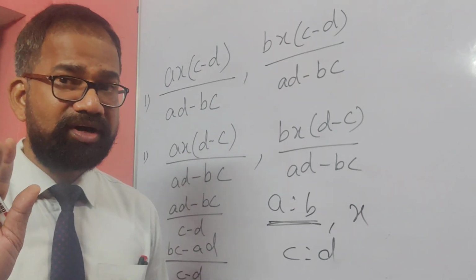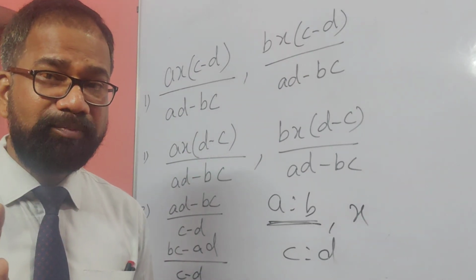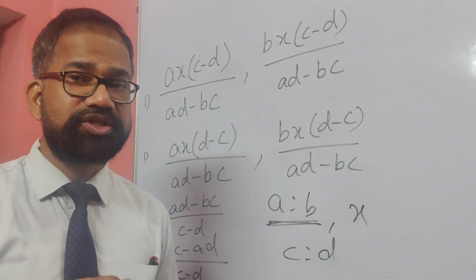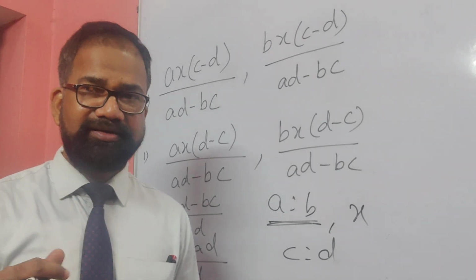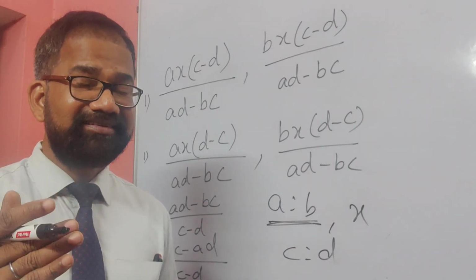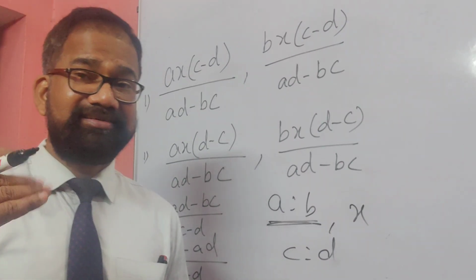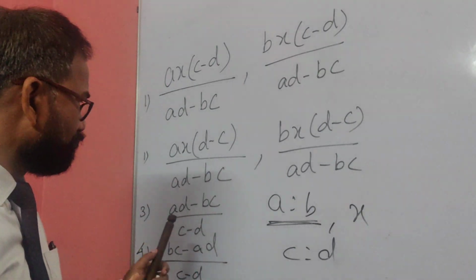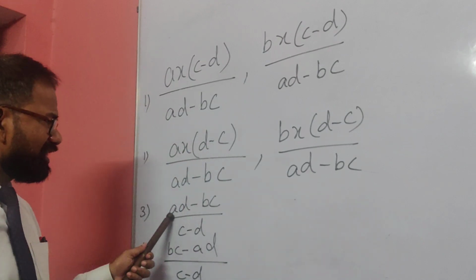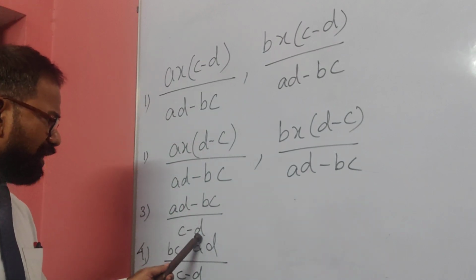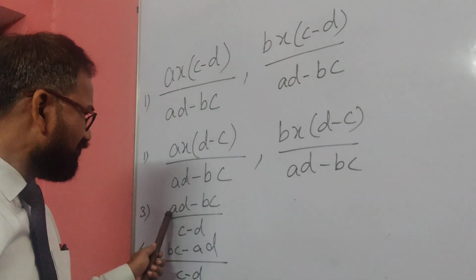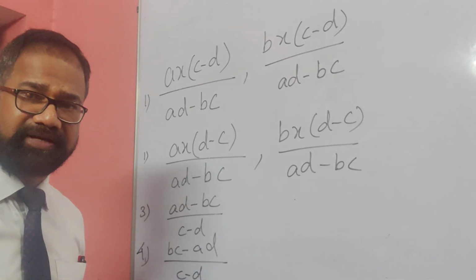Once again, try to get the question. The ratio between two numbers is A ratio B. What should be added to these numbers so that the ratio becomes C ratio D? The number which is to be added, your answer, is AD minus BC upon C minus D.